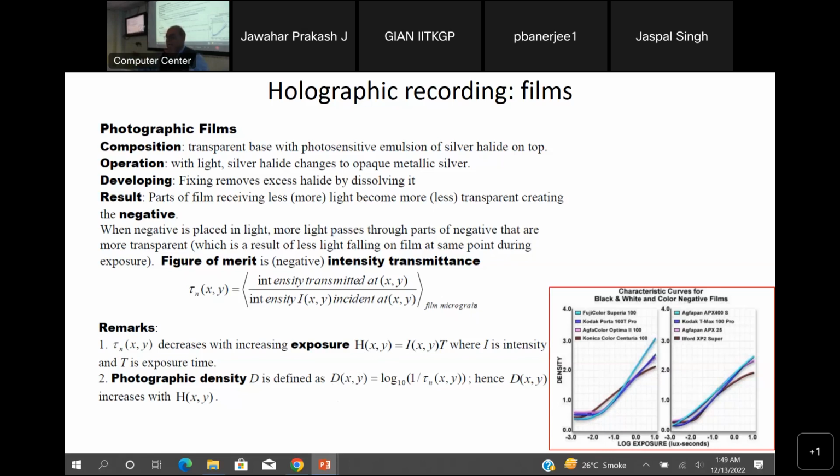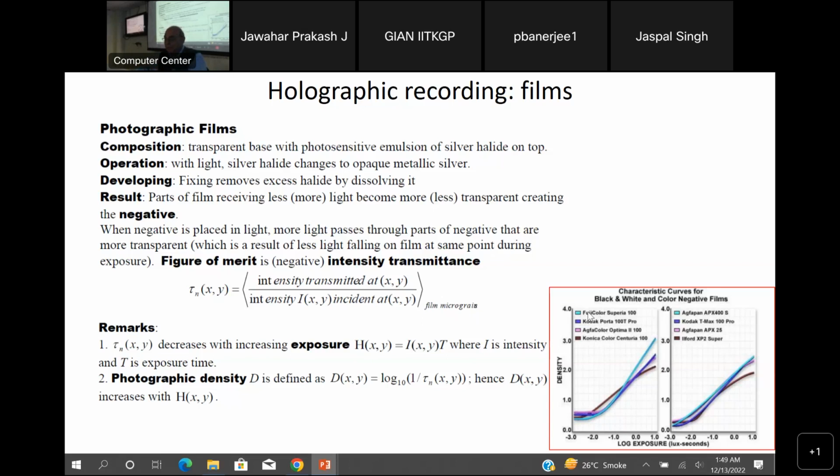So this was the standard procedure before. All of these have different names. You've heard of names like Fuji Color, Kodak, Alpha Color, Konica. Those were the kinds of films we would buy, right? And we would develop. Well, those days are gone because now, of course, the CCDs have come in and so on and so forth.